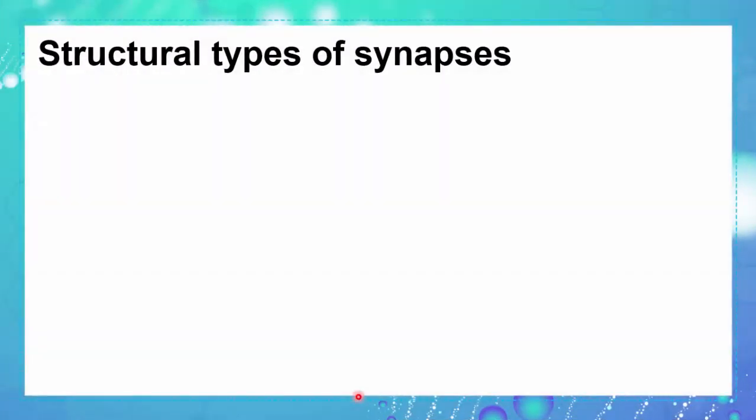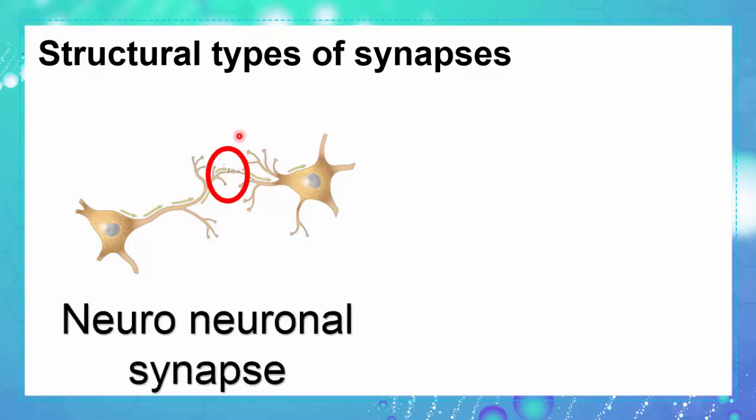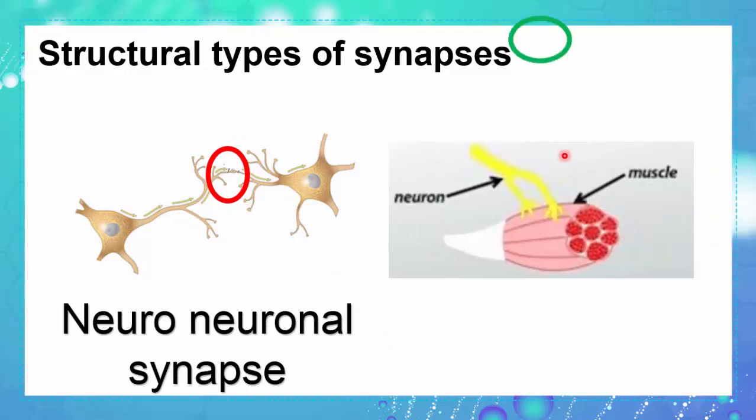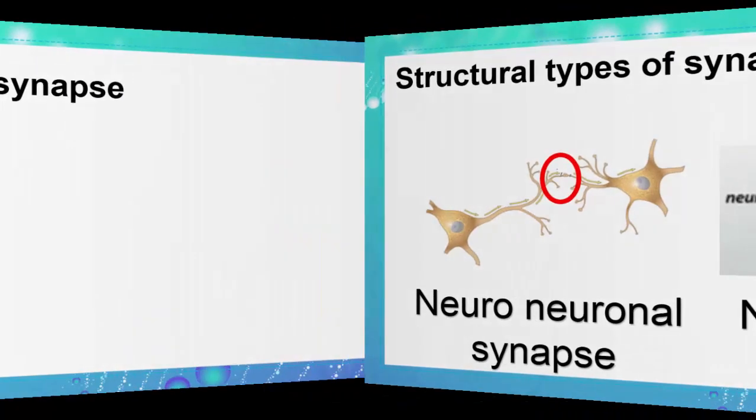I have two structural types of synapses. If I look at this synapse, it's between the first neuron and the second neuron. So the synapse is called a neuronal synapse since it's between two neurons. While this one is between a neuron and a muscle. The muscle is an effector cell, so this is a neuromuscular synapse.